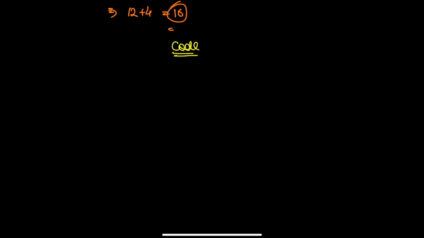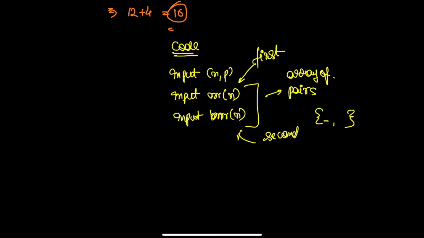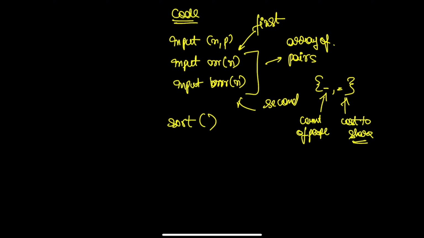So let's write a little bit of code. So we'll have an input, that is N, P. We will input the array ARR and we will input the array BRR. So instead of having separate arrays, we can make an array of pairs. So this can be the first of the pair, this can be the second of the pair. We will have a pair of elements where this denotes the number of people and this denotes the cost to share. Now we will sort it based on the cost. We will use a custom comparator function for this.